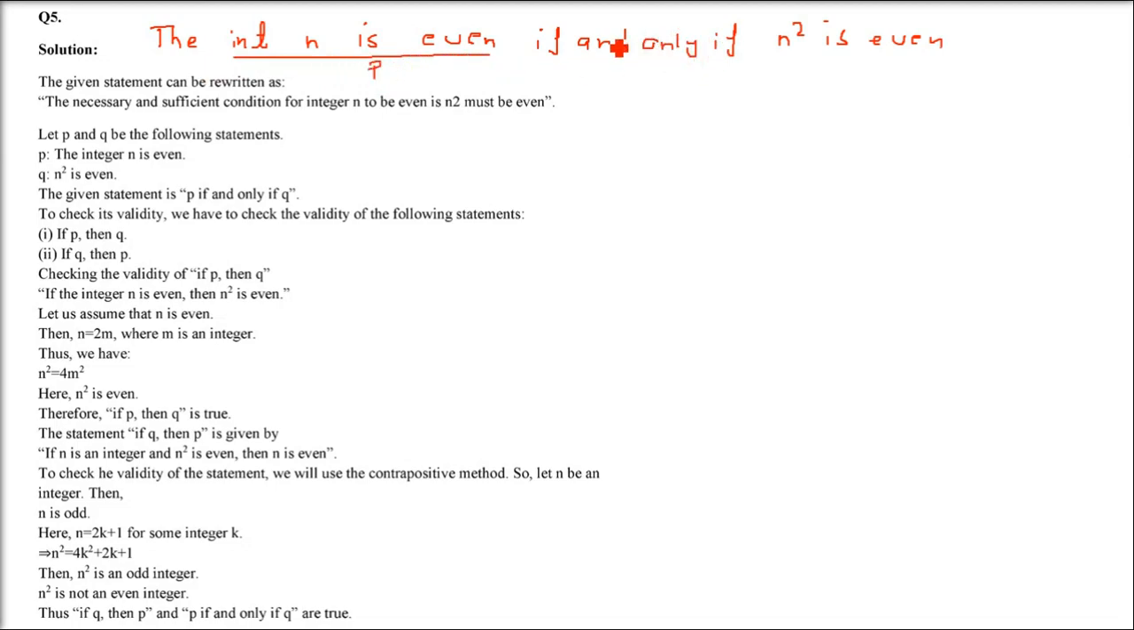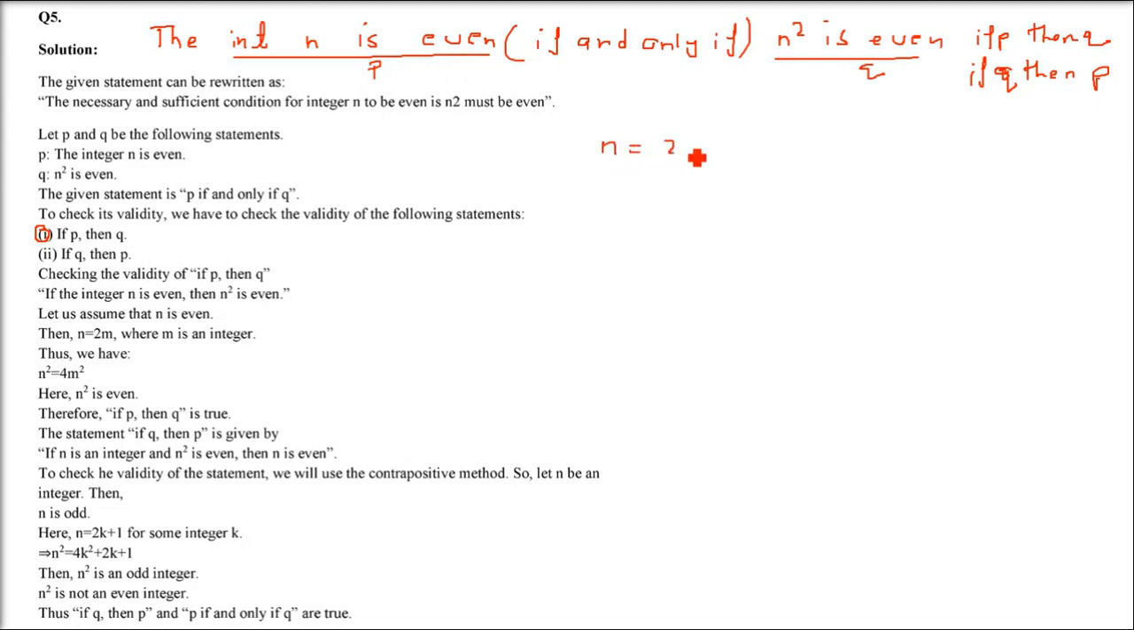The first one will be the integer n is even. The second one will be n square is even. So now you can have this p and q, two separate statements from this compound statement. And when we have to check whether this is true or false, actually it is true because the question is saying true. So if p then q we have to prove, also you have to prove if q then p. That means p if and only if q. So if n is even, then n square is even, and second is if n square is even, then n is even. This is what you have to do.